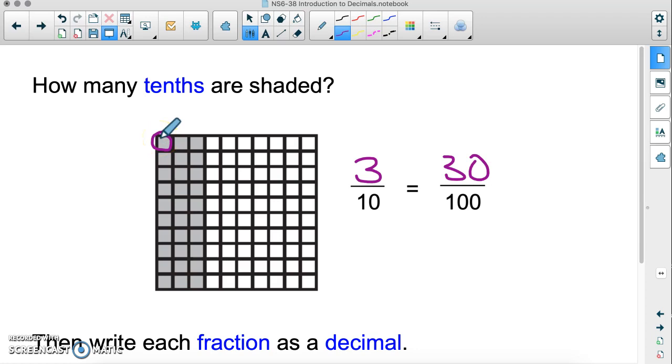Okay. So how would you write 3/10ths as a decimal? It would be written as 0.3. And how would you write 30 hundredths? We have 30 hundredths as a decimal. It would be 0.30 because we're dealing with 30 hundredths of them. So we now know that 3/10ths is equivalent to 30 hundredths, so this decimal of 0.3 has to be equivalent or equal to 0.30.